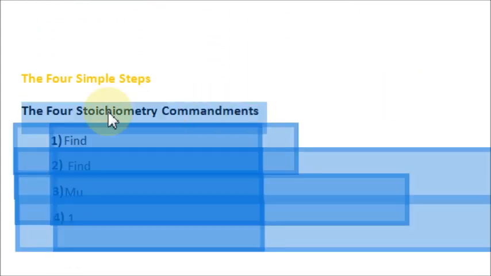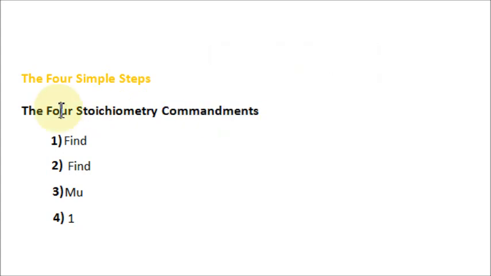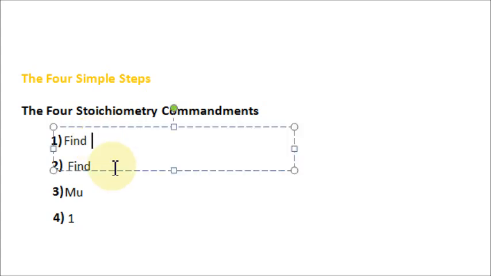Now we can move on to the 4 simple steps of how to solve stoichiometry, or as I like to call them, the 4 stoichiometry commandments. Because, you know, that just sounds a lot more demanding. But yeah, anyway, these are the 4 steps I came up with to just solve any stoic problem easily. Teachers will tell you different stuff, but I think this way is a lot easier than what they try to teach you.